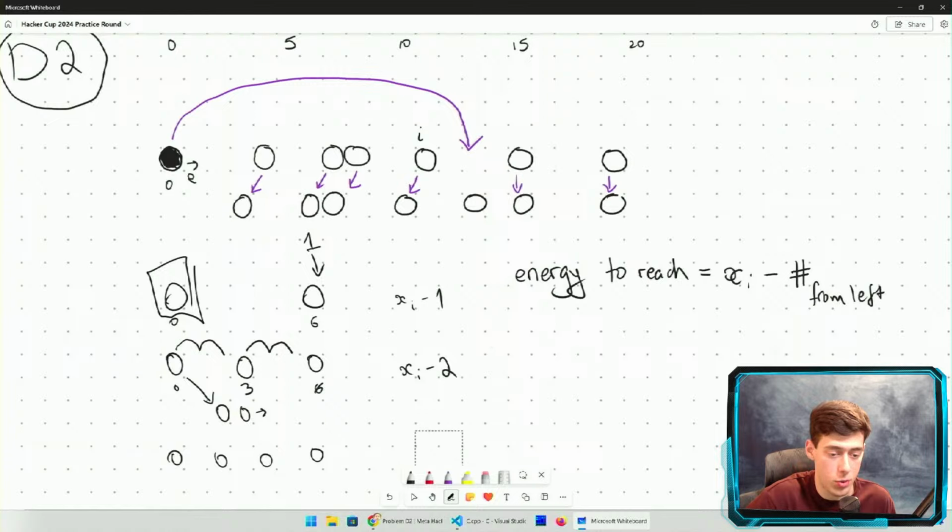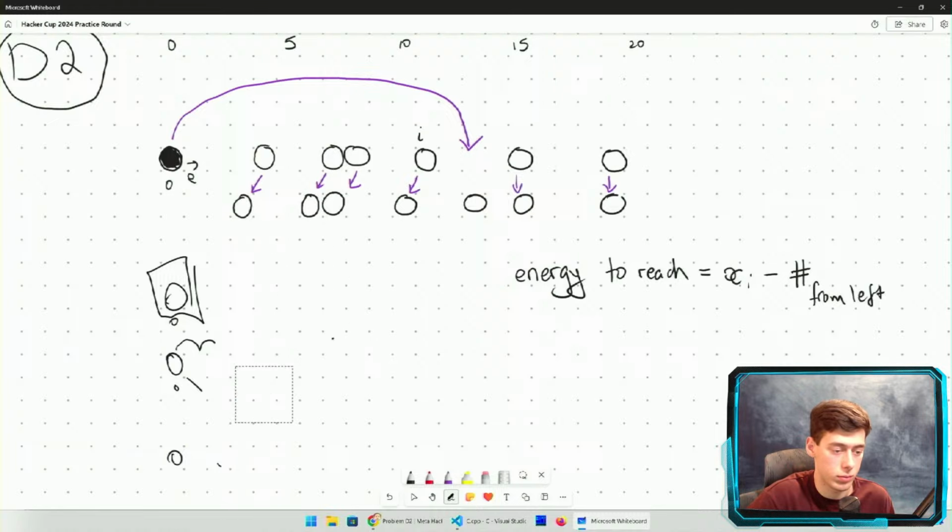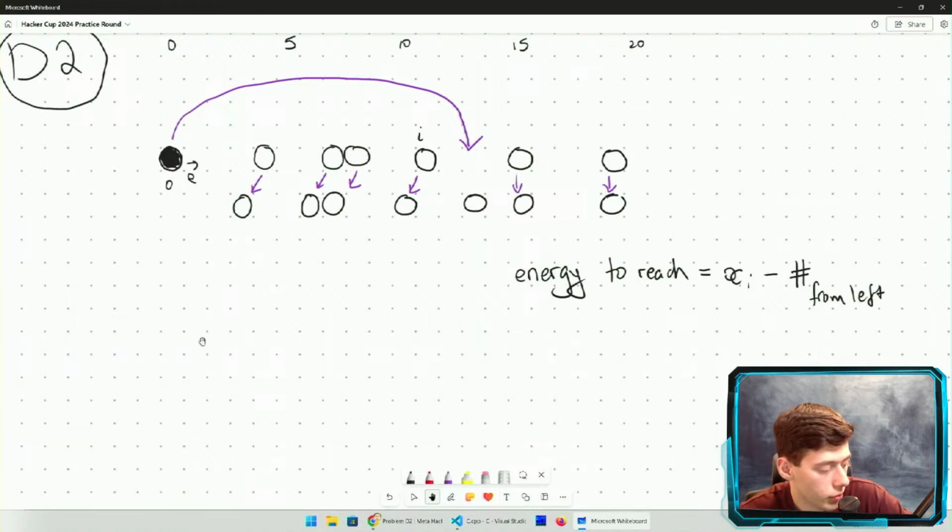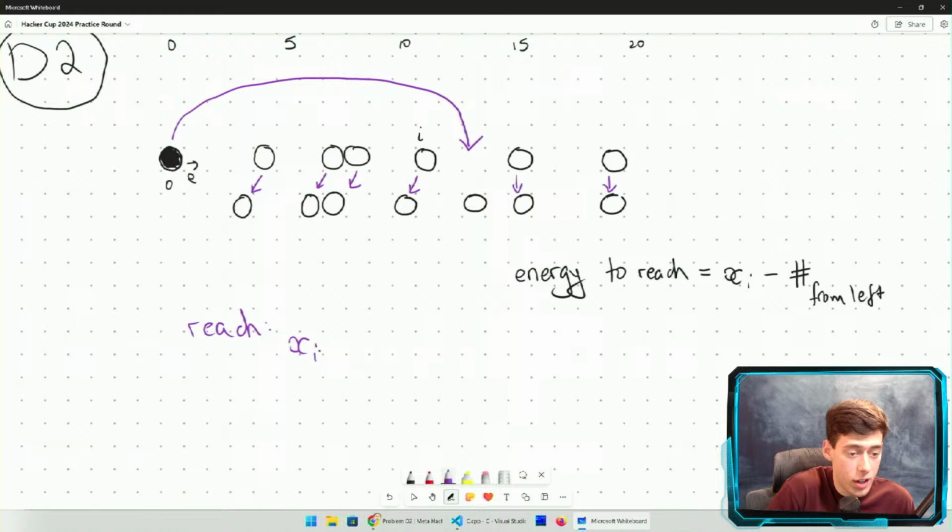So that's the formula for the energy we need to reach a stone. And so all the stones that we reach, their positions will decrease by 1 in this version of the problem where we map the stones in this way that I've drawn on the screen here in purple, the mapping in purple. Every stone that we reach, so if we reach it, its xi will decrease by 1.